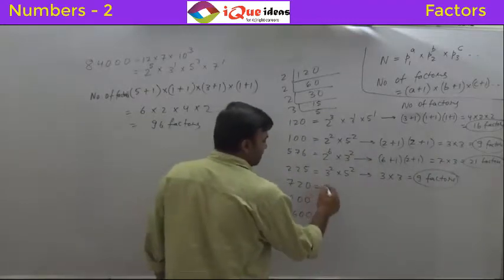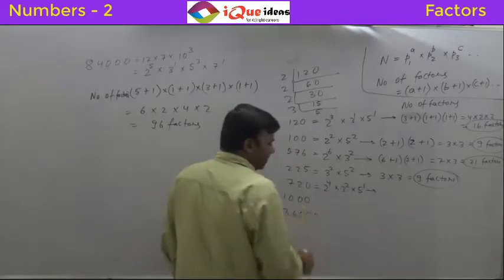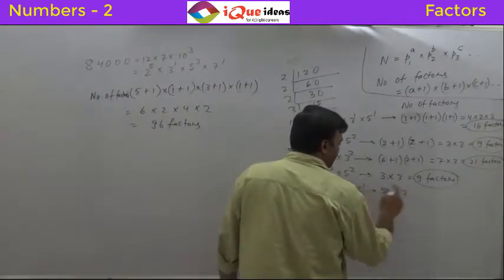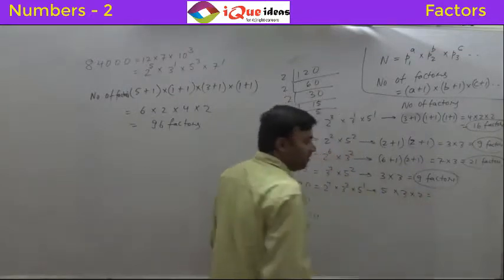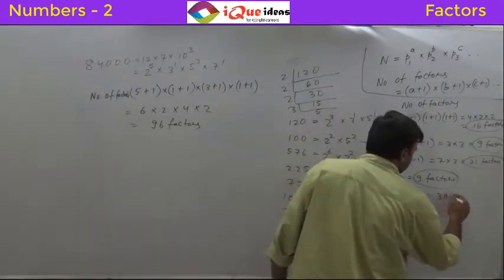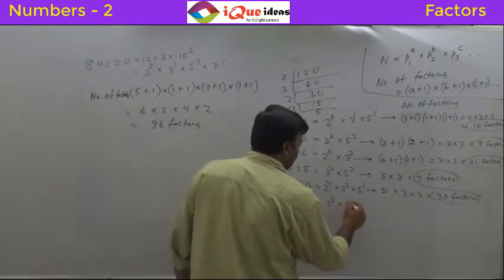Alright, 720 is 2 to the power 4 into 3 square into 5 to the power 1. Number of factors will be power plus 1, that is 4 plus 1, 5. 2 plus 1, that is 3. 1 plus 1, that is 2. So some mental work if you do, things become a little faster. So 30 factors. Then 1000, it is 2 to the power 3 into 5 to the power 3.